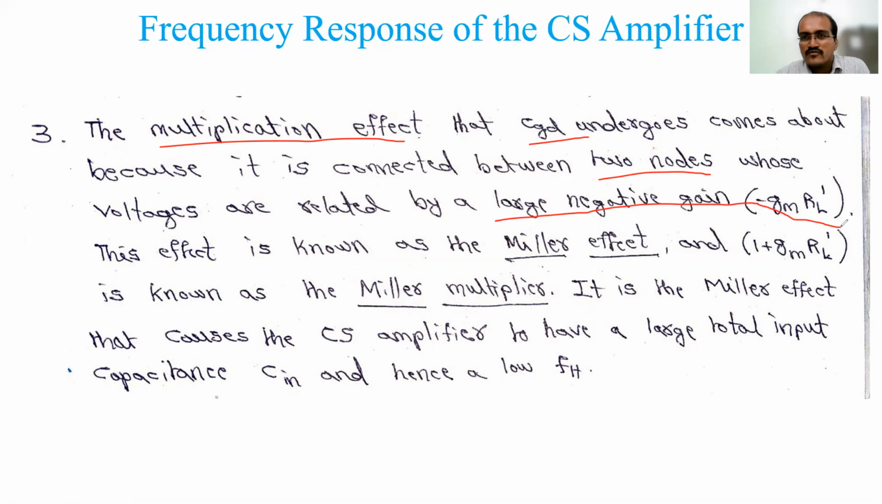Because of that, it undergoes the multiplication effect, and this effect we call the Miller effect. The 1 plus GM RL dash term we call the Miller multiplier. It is the Miller effect that causes the CS amplifier to have a large total input capacitance Cin and hence a low FH. So that is the reason for low FH, because of this Cin. This is the third observation.